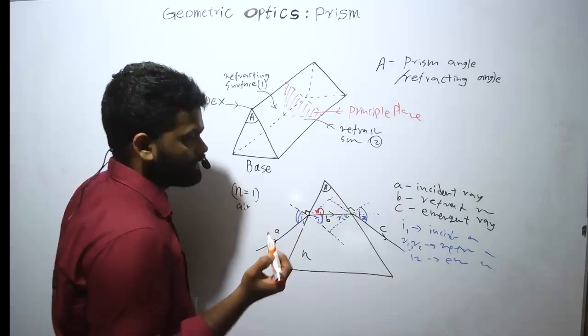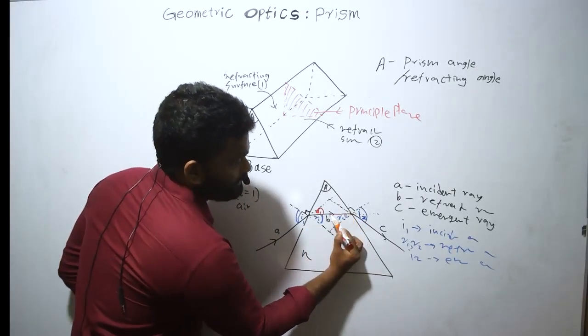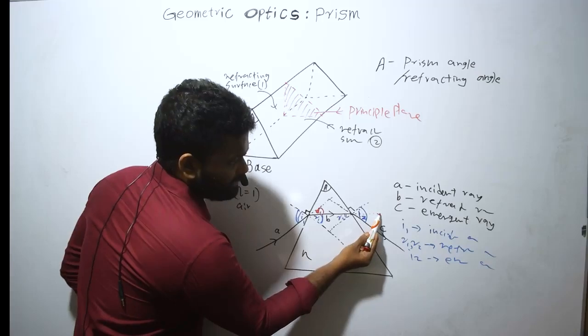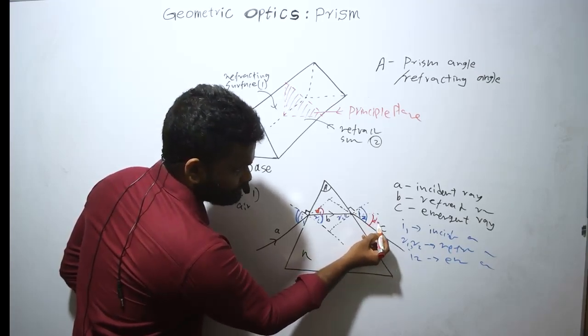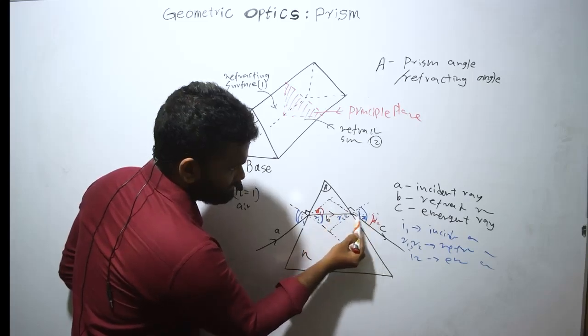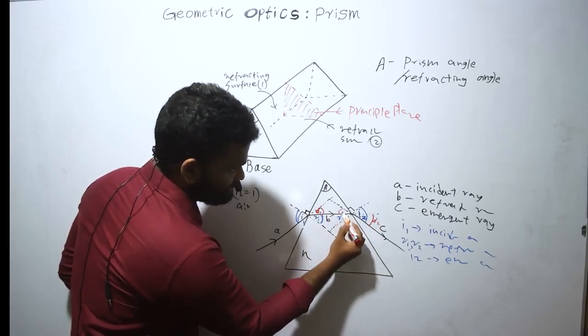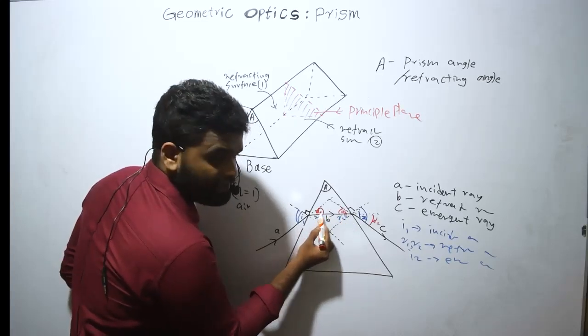Okay. Then at the second surface, the ray was going to go like this. Then it has bent this much. So this is what we call D2. You can see this D2 and these rays. So we can say this angle also is D2. Here we have D1 and then D2.